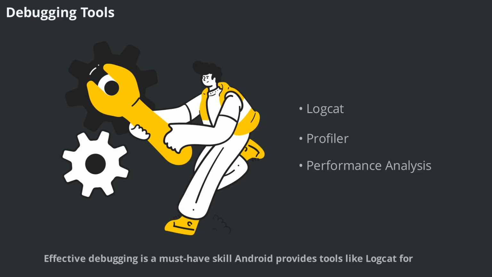Effective debugging is a must-have skill. Android provides tools like Logcat for logging and the Profiler for performance analysis. Logcat helps you trace errors and monitor app behavior, while the Profiler gives insights into CPU, memory, and network usage. Being comfortable with these tools shows interviewers that you can identify and fix issues efficiently.